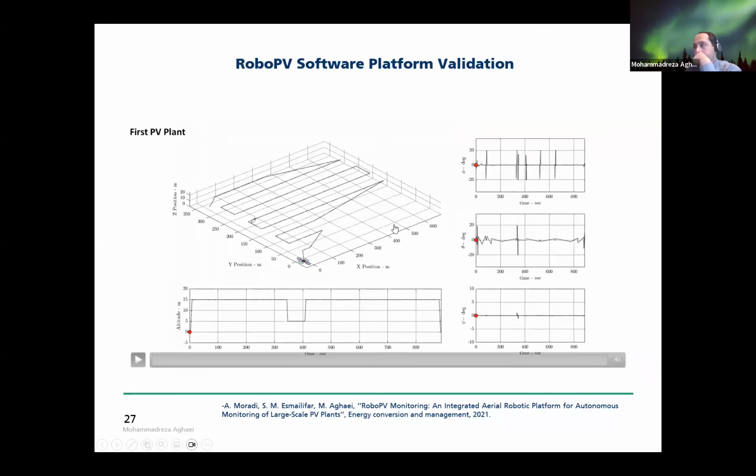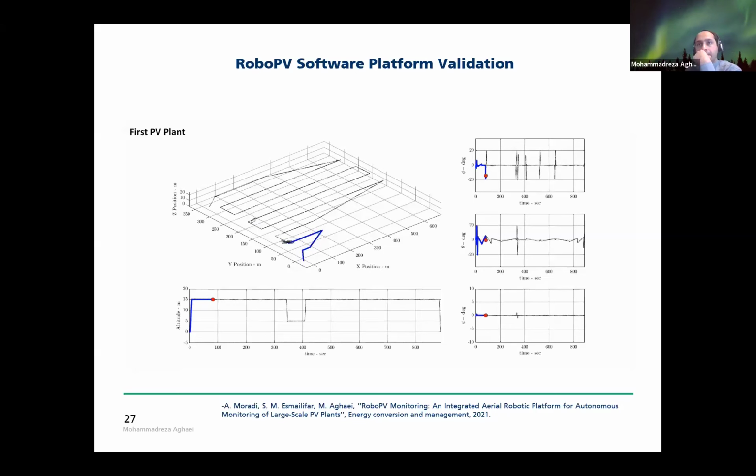I would like to show you a simulated version of the RoboPV. Of course, we tested it in real time, but here you can really sense how RoboPV works. So here there is a plant, and this is the flight path, and you can see there is only one failure here. So I would like to just run it. You watch what happens.